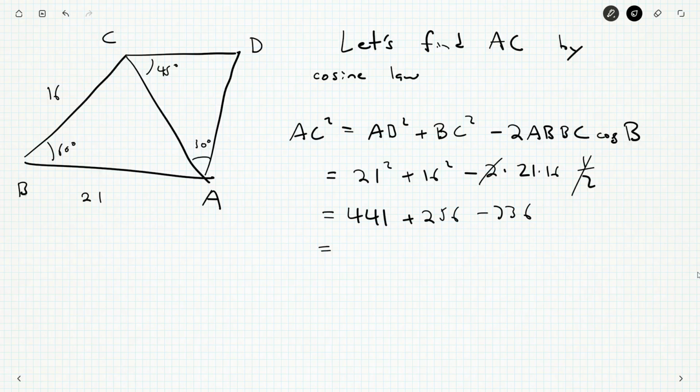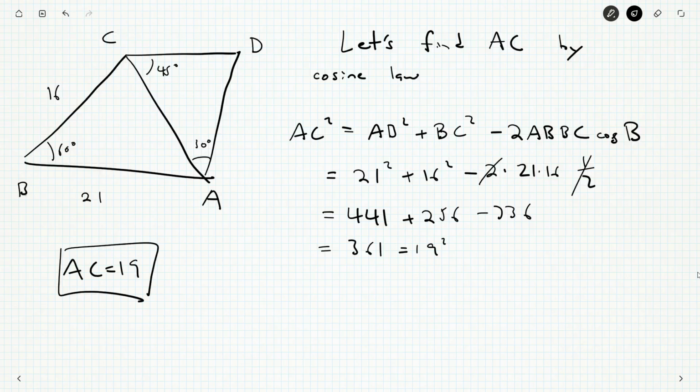Alright, so 441 plus 256 minus 336. It's going to be 361, which I recognize as 19 squared. But of course, if you don't, just press the square root button and you'll be all set. So I get AC is 19. I'm going to add that into my picture. I'm going to add it with a different color.